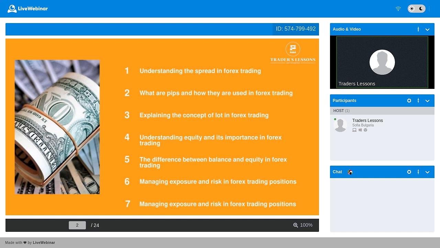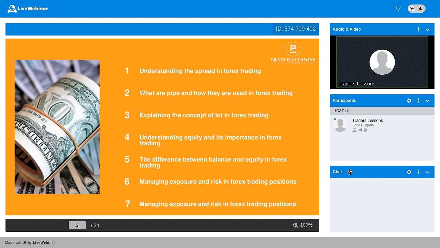Then we're going to go to understanding the equity of your portfolio and its importance to trading. Then we're going to talk about the difference between the balance and the equity. Many times people tend to feel it's the same, but they do not 100% cover each other. There are different things you'll be able to see in a moment. Then we're going to talk about managing your exposure and risk in trading by opening different positions, again something related to the lots, and of course managing exposure and risk in forex trading positions.